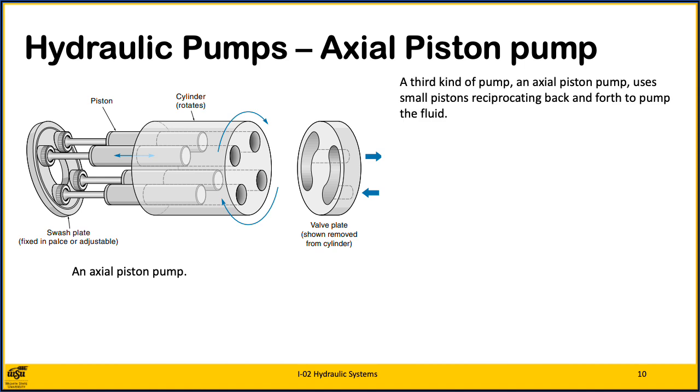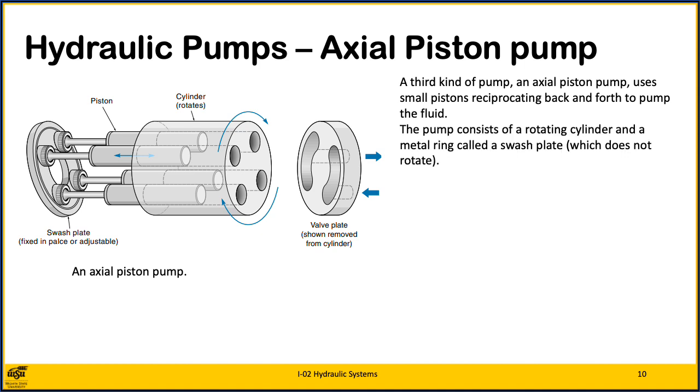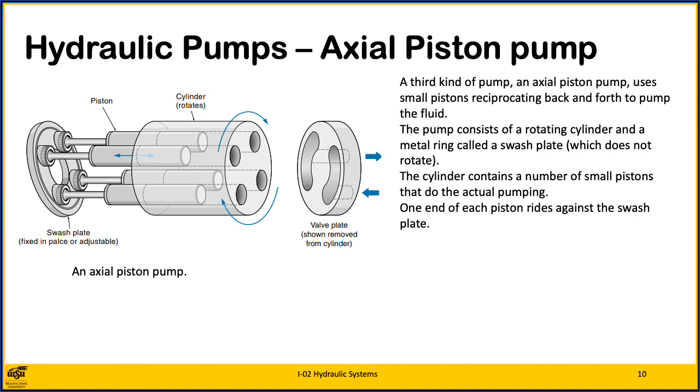A third kind of pump is an axial piston pump. It uses small pistons reciprocating back and forth to pump the fluid. As shown, the pump consists of a rotating cylinder and a metal ring called a swash plate, which does not rotate. The cylinder contains a number of small pistons that do the actual pumping. One end of each piston rides against the swash plate.